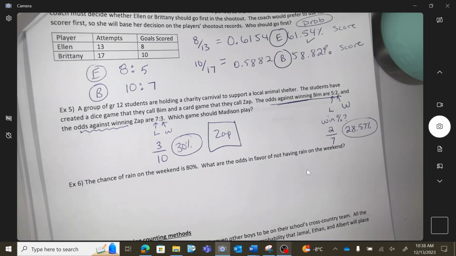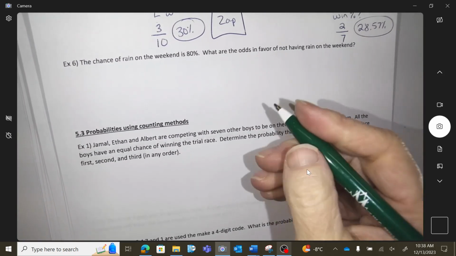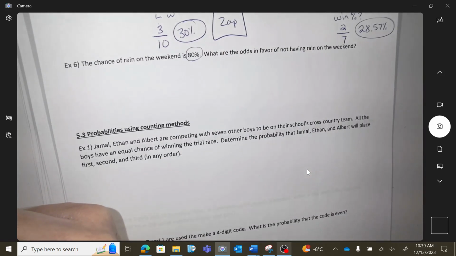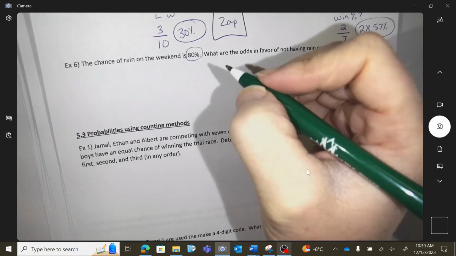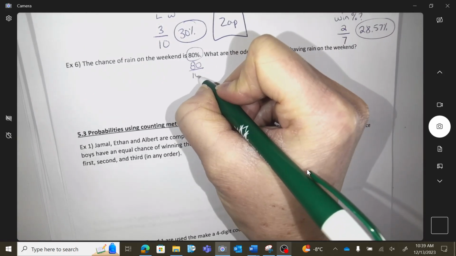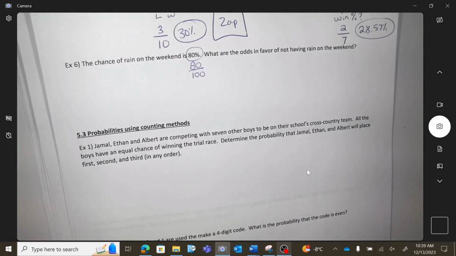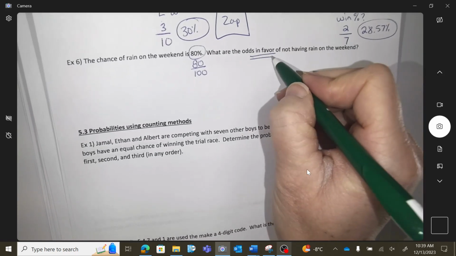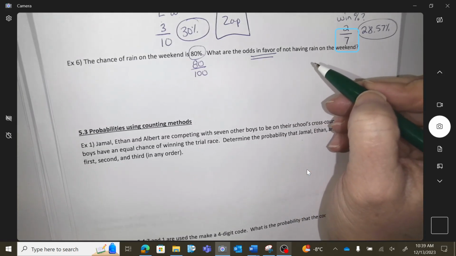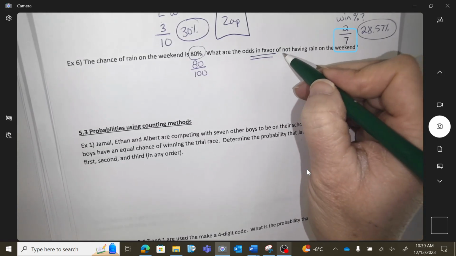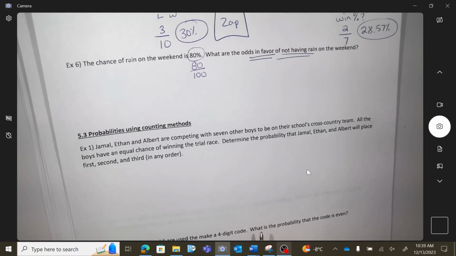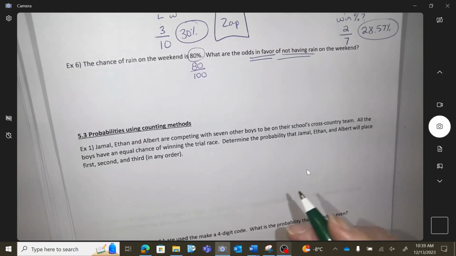Okay, the last question. There is an 80% chance of rain on the weekend. Do you know how to write 80% as a fraction? 80 over 100, right? Percents are always over 100. You could obviously write that as 8 over 10 or other things, too. But okay, what are the odds in favor? Oh, this is a horrible question. The odds in favor of not having rain. Okay, I've got to think about that.